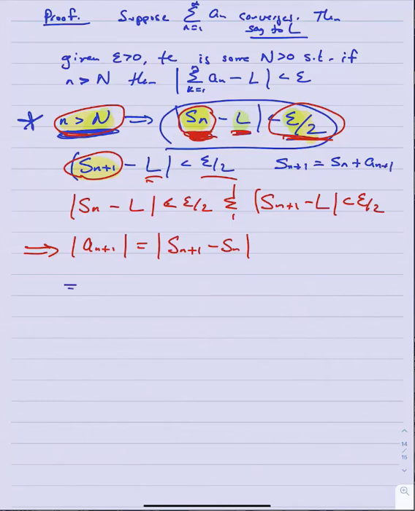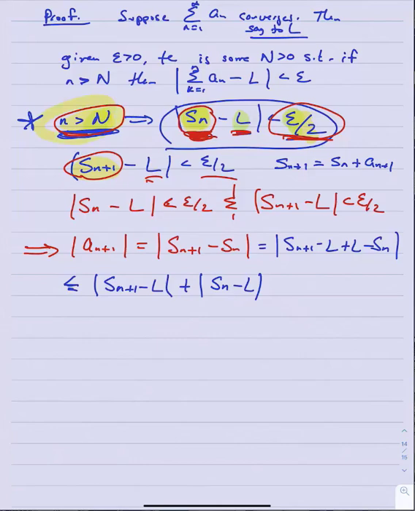Okay, notice that S sub n plus 1 minus S sub n, I could just say that's S sub n plus 1 minus, let's say, S, or I guess we're calling it L here, plus L minus S sub n. And you can see there I've done the old trick of adding and subtracting L. I could use the triangle inequality to say that that's less than or equal to the absolute value of S sub n plus 1 minus L, plus the absolute value of L minus S sub n. Of course, inside absolute values, I can switch the signs around on that and make that S sub n minus L.